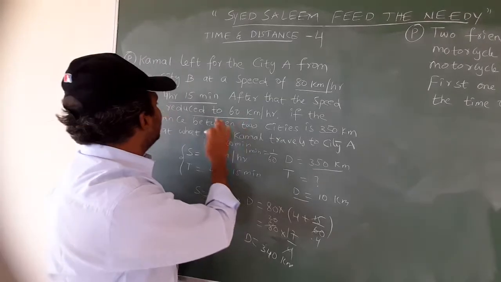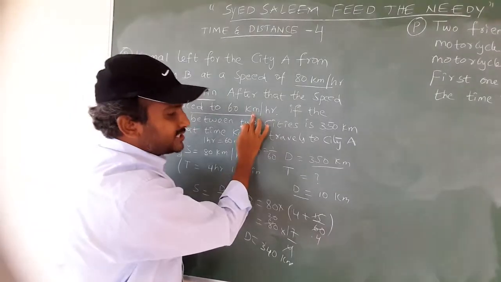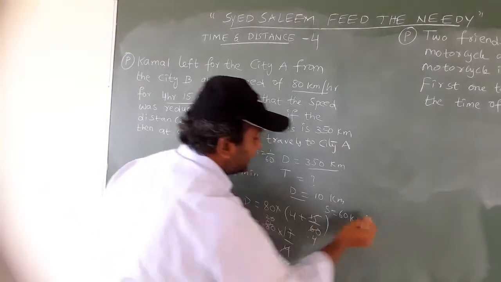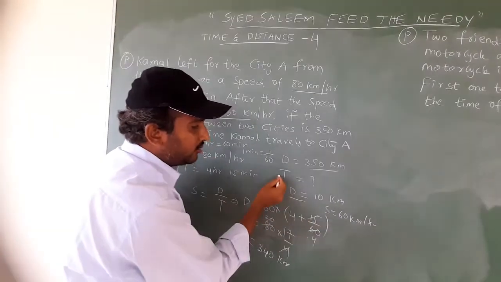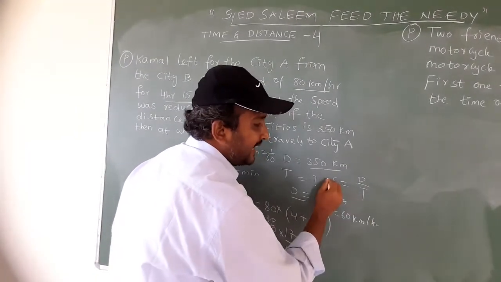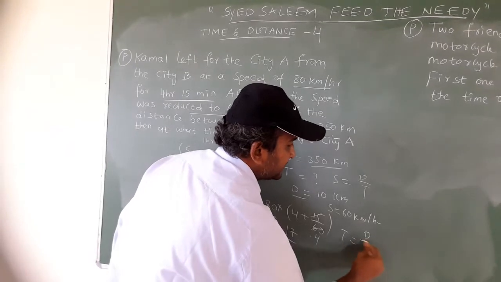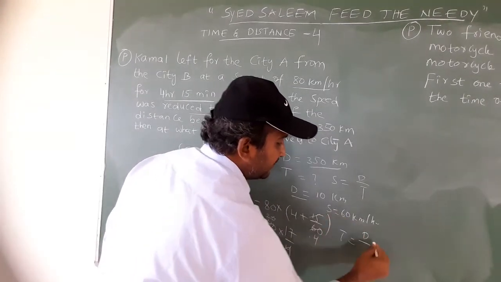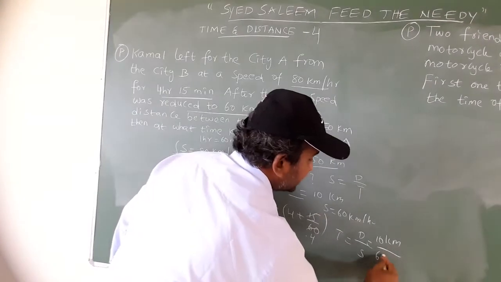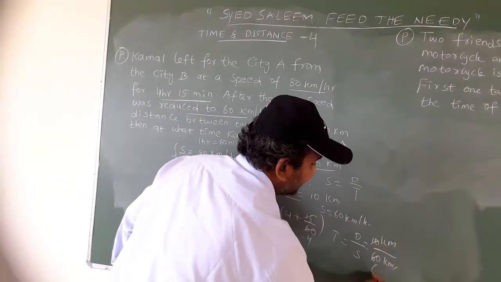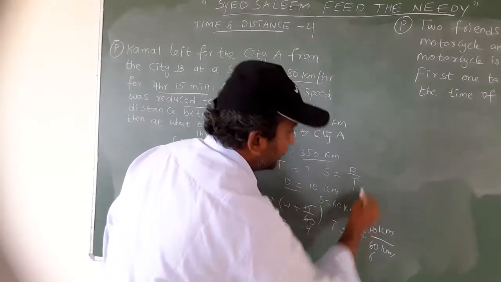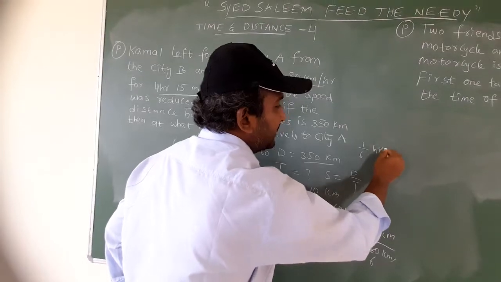Now he said that the speed was reduced to 60 km per hour. Now the speed is 60 km per hour. We know the distance, we know the speed, and we have to find the time. Once again, speed is equal to distance upon time, so time is equal to distance by speed. What is the distance given? 10 km. What is the speed? 60 km per hour. 10 by 60, what is the time required? 1 by 6 hour. Is it clear?